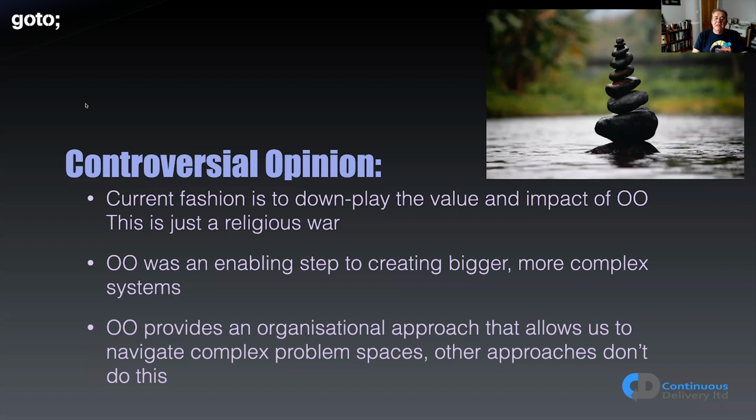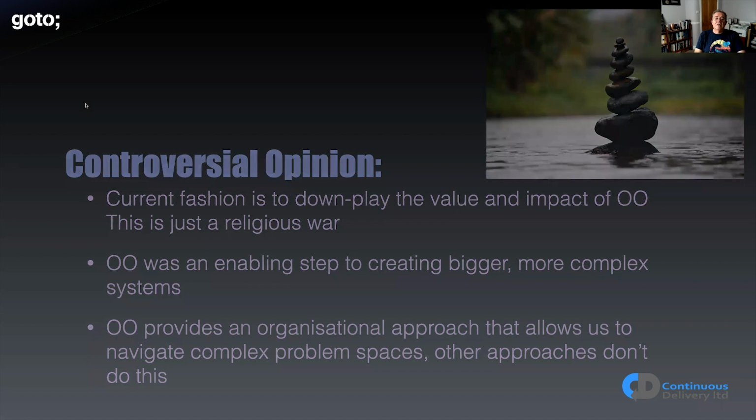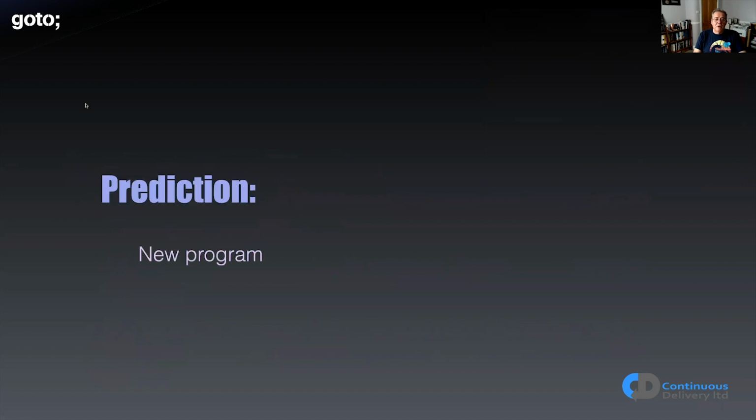And from a personal point of view, one of the values that it brings that I don't see as much in functional programming, and this might be my bias, is that OO provides a mechanism for giving you a navigational space in your problems that is hard to find in the other paradigms. So my controversial opinion is that OO is still going to be around, perhaps.